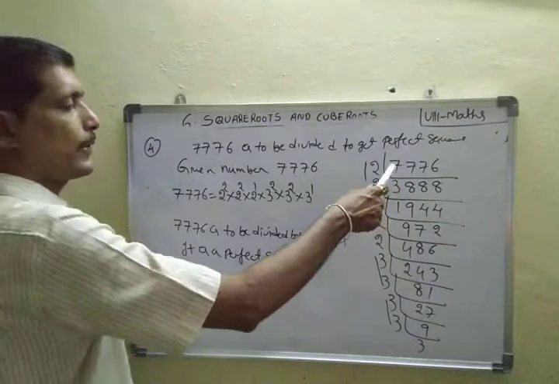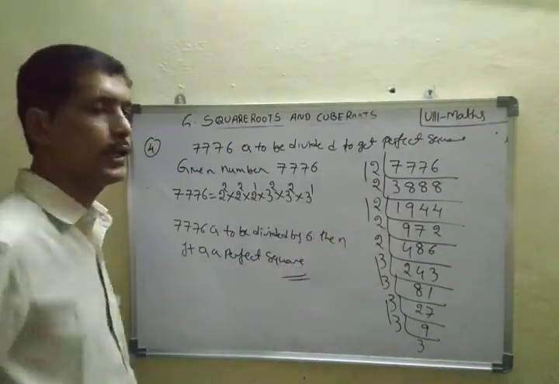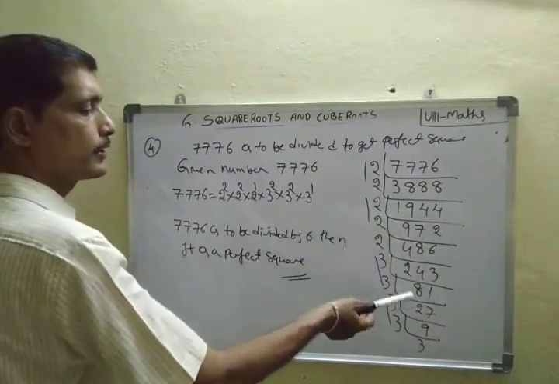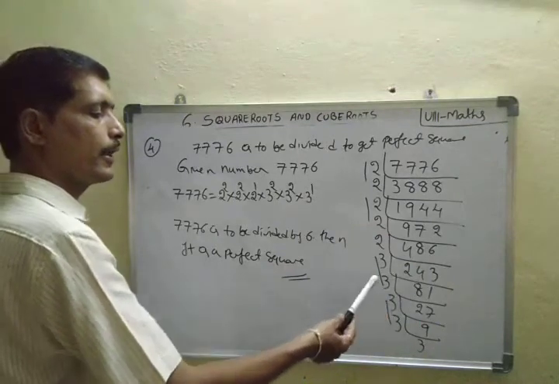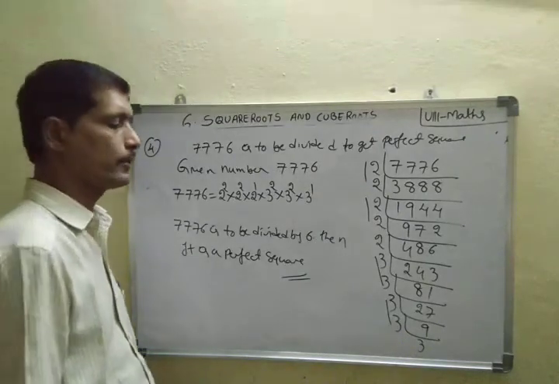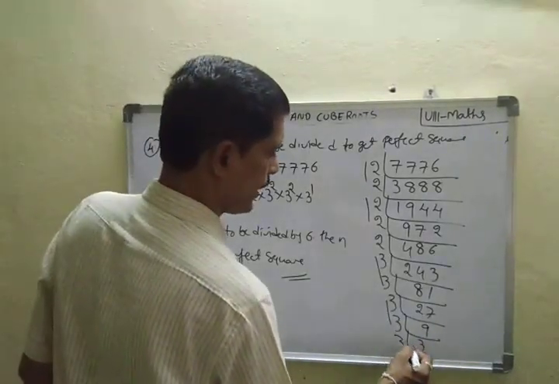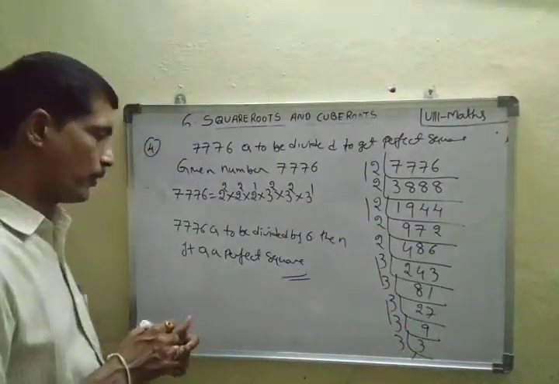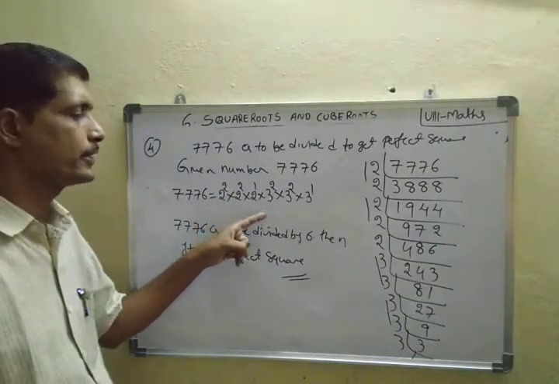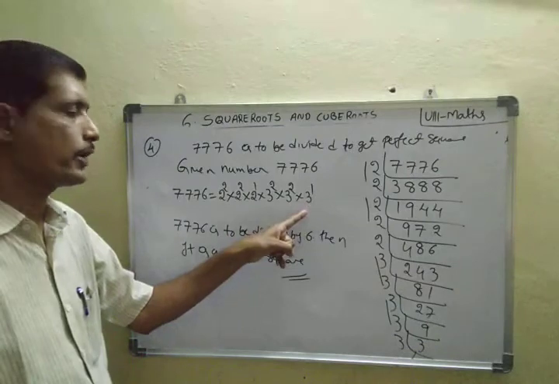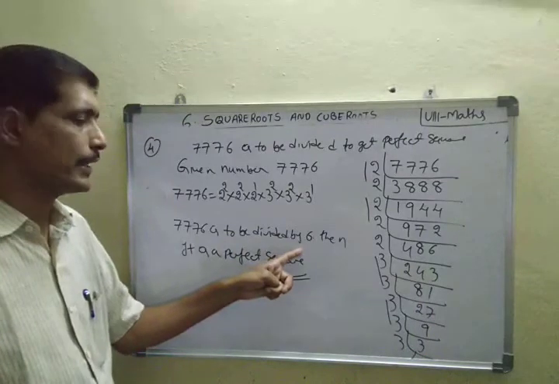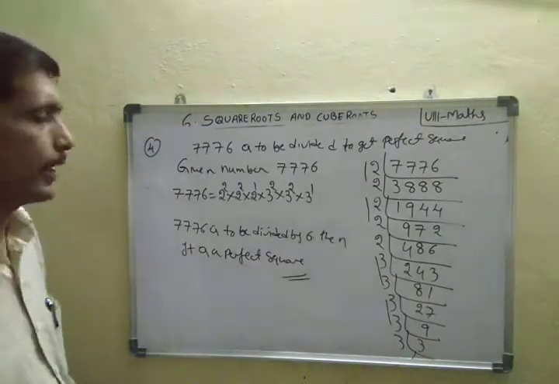First the prime factors of 7776: 2 times 3888, 2 times 1944, 2 times 972, 2 times 486, 2 times 243, 3 times 81, 3 times 27, 3 times 9, 3 times 3, 3 times 1. Therefore 2 occurs 5 times and 3 occurs 5 times. Here 2 square, 2 square, 2 power 1, 3 square, 3 square, 3 power 1. One more 3 and one more 2 are left. Therefore 7776 is to be divided by 6. Then it is a perfect square. Okay.